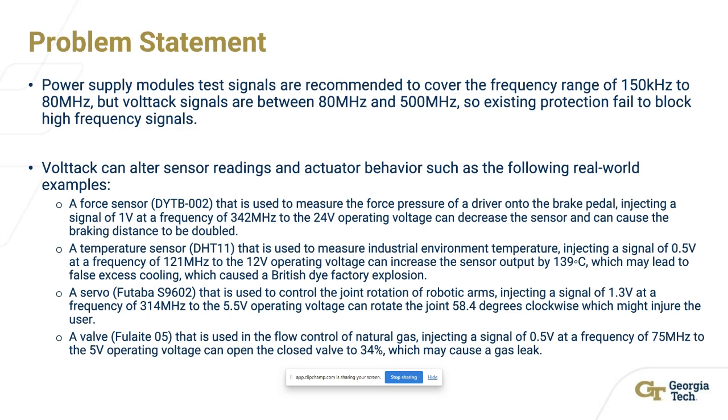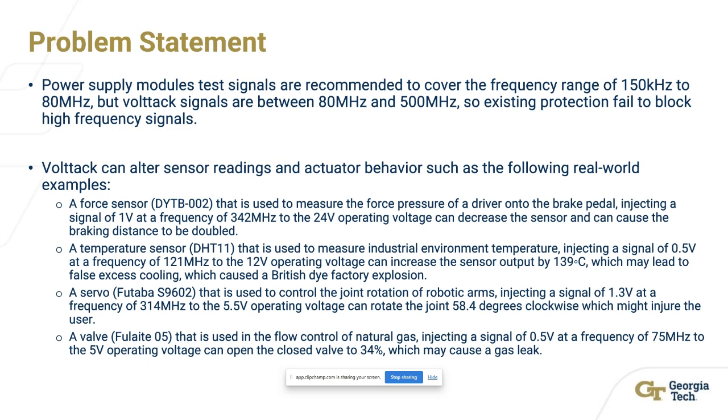Another example, a temperature sensor, DHT11, that is used to measure industrial environment temperature. If we inject a signal of 0.5 volts at a frequency of 121 MHz to the 12 volts operating voltage, it can increase the sensor output by 139 degrees Celsius, which may lead to false excess cooling, which caused a British die factory explosion.